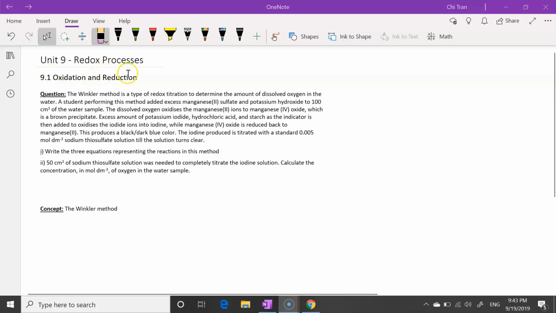This video is about oxidation and reduction. So the concept of this question is understanding the Winkler method. And we're going to use the explanation that comes in the question to explain the concept.